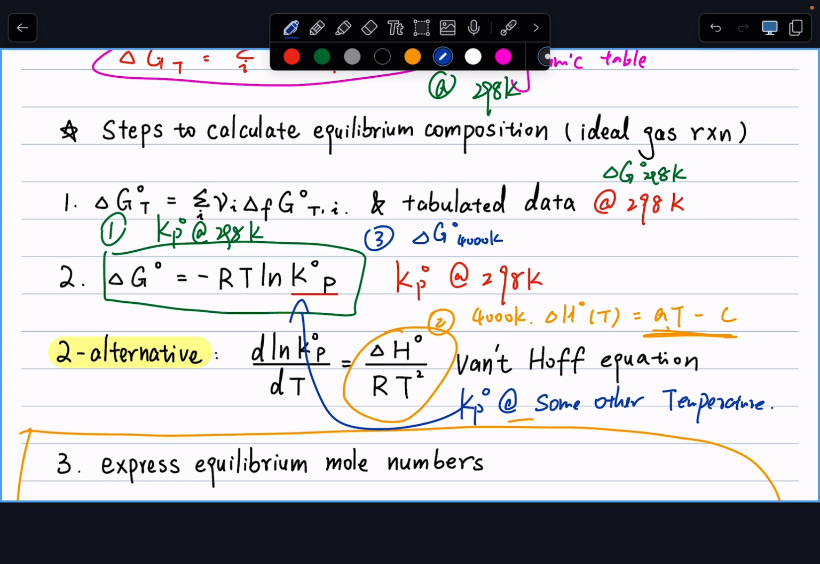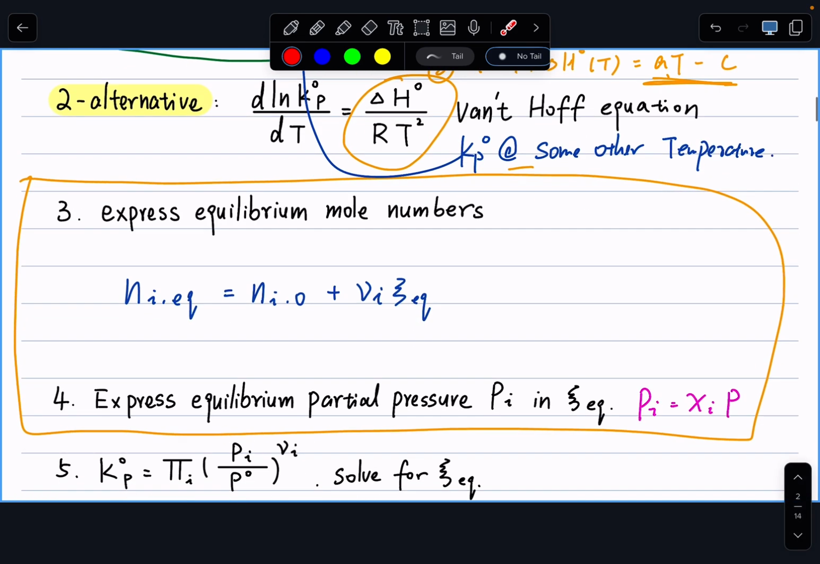So this is the cycle we were talking about. You start from 298 Kelvin, you address the temperature differences of the equilibrium constant, and then you use that equation again to calculate delta G naught at a different temperature. This is a quick clarification of what I mean by alternative. This one is just telling you that you can use the Van 't Hoff equation to address the temperature differences of the equilibrium constant. And then the rest is quite standard.